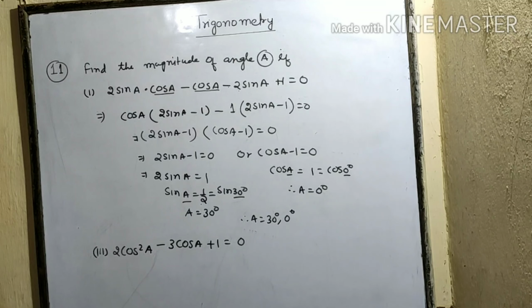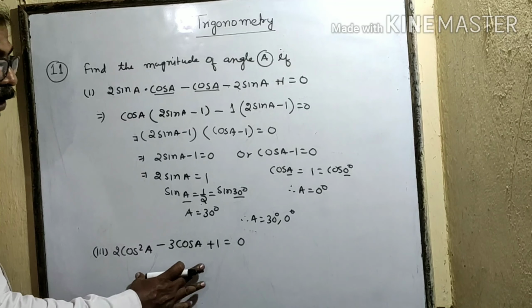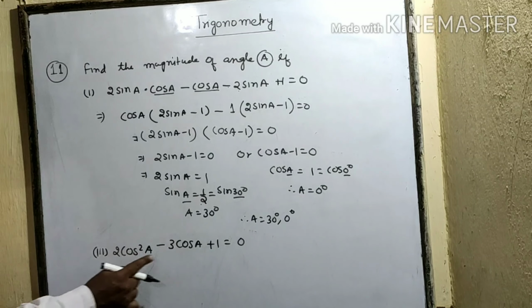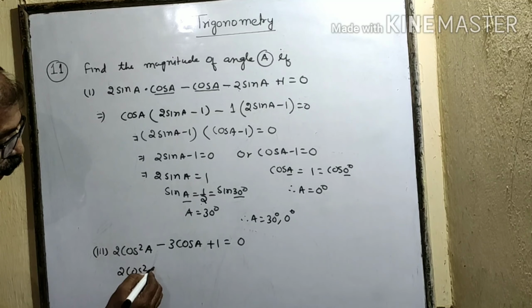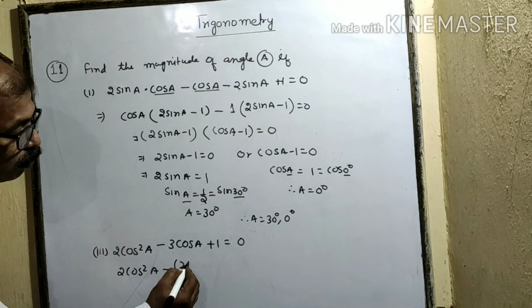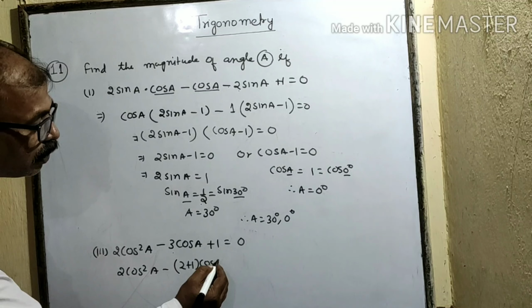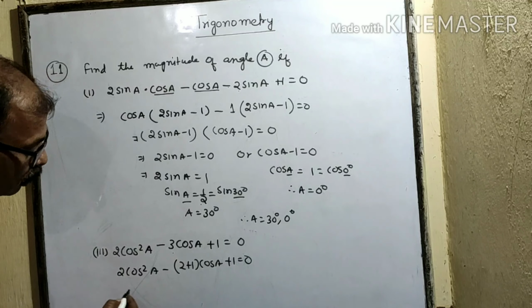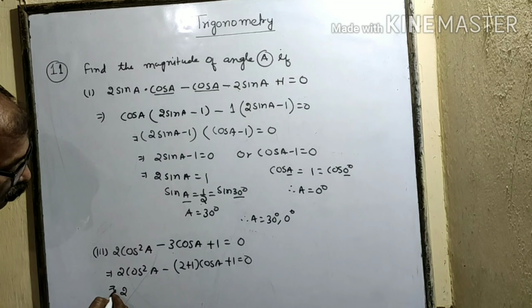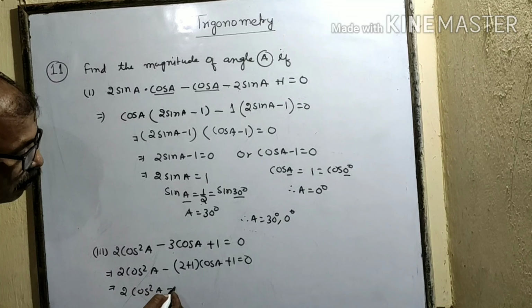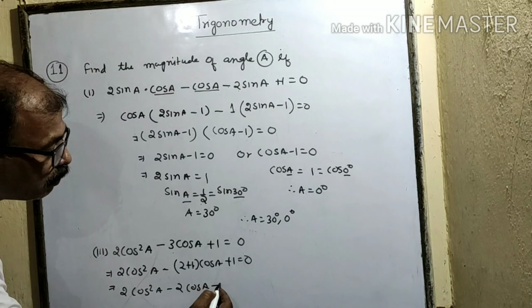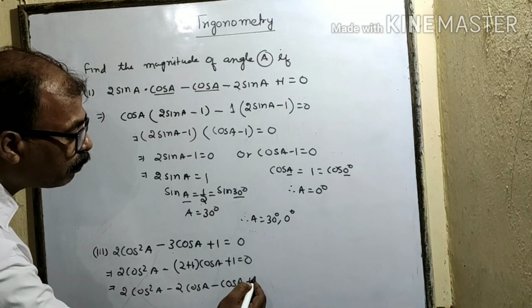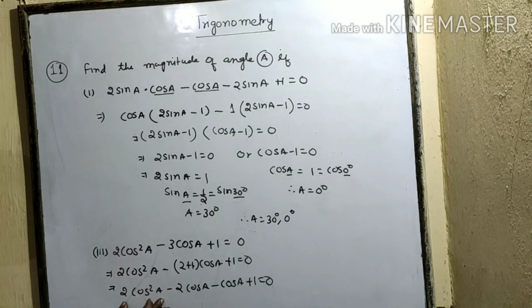Now see the second question. You have to do middle term splitting like algebra. So 2 times 1 is 2 and 2 plus 1 is 3. So we will split the middle term: 2 cos square A, 3 we will write as 2 plus 1, into cos A plus 1 is equal to 0. So it will be 2 cos square A minus 2 cos A minus cos A plus 1 is equal to 0. Between these two we will take 2 cos A common.